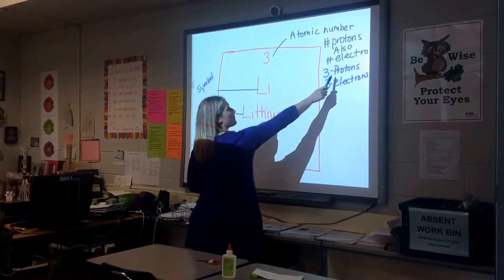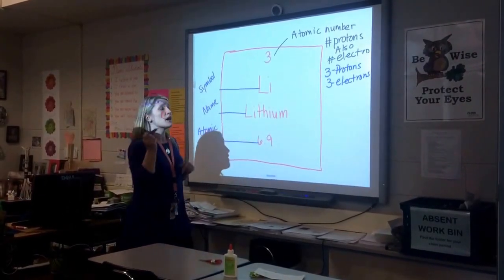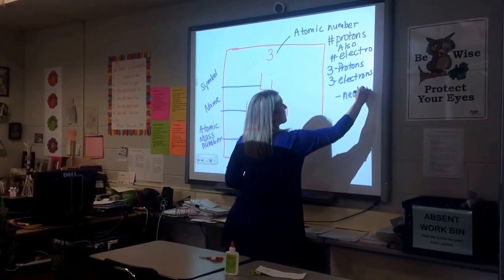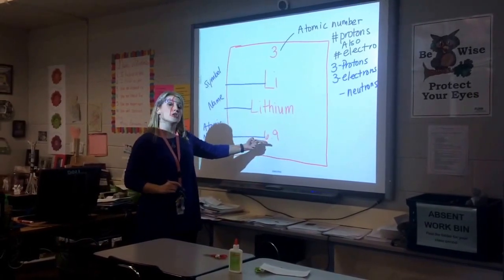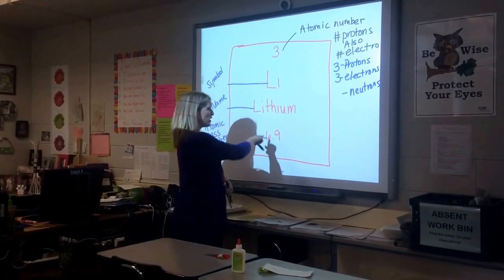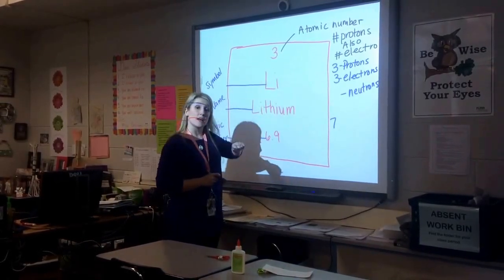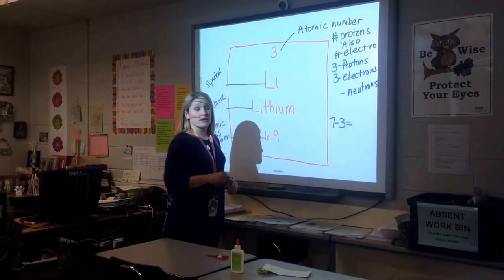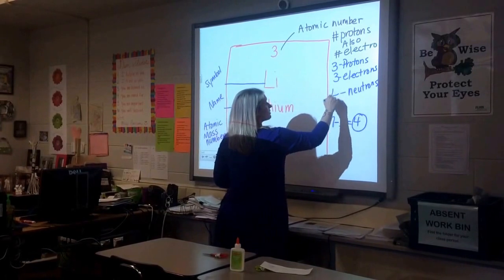So I know my protons are 3. I know my electrons are 3. So how in the world do I find my number of neutrons? So we're going to write neutrons here. Here's how you find your neutrons. You take your mass number and you round it to the nearest whole number. So 6.9 will round to 7. You take your atomic number and you subtract that from 7. So 3 from 7 is 4. And that is your number of neutrons.